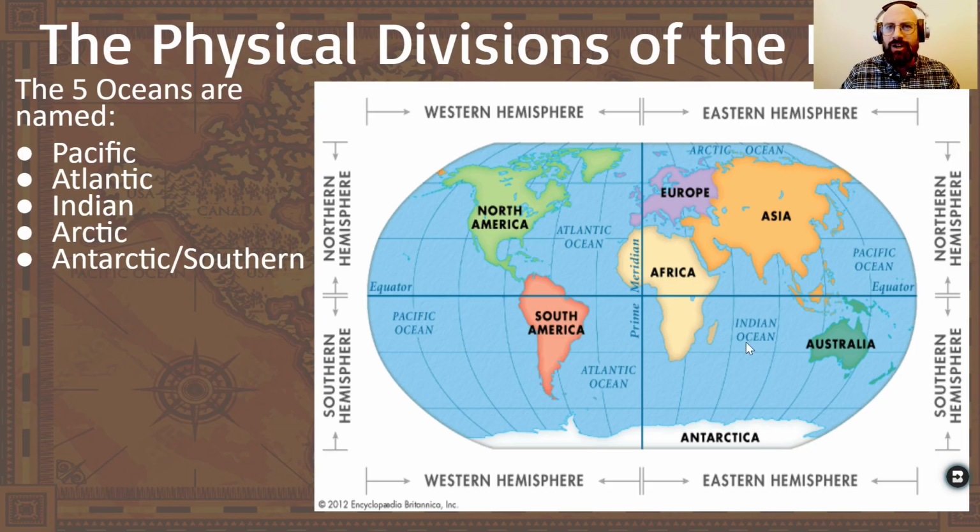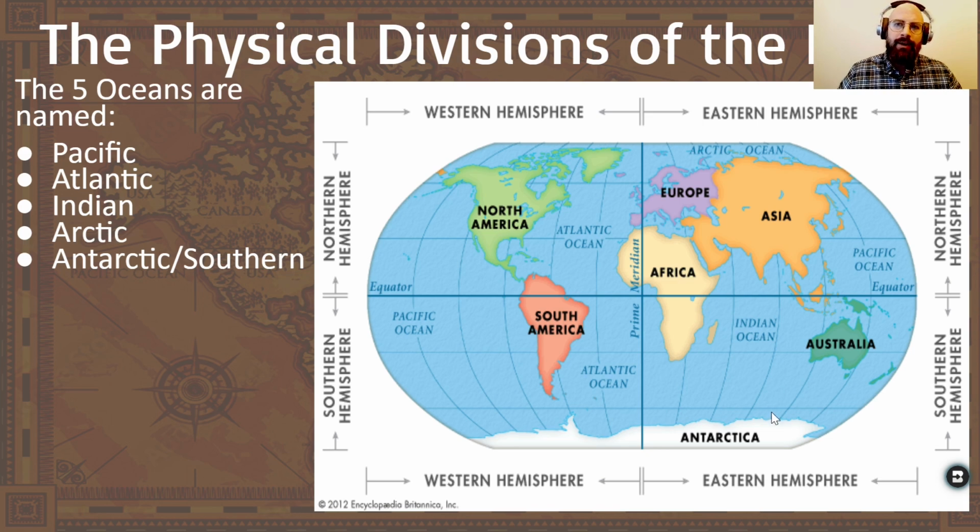Then we have the Indian Ocean, and that's easy to remember because this area right here is the country of India. So if you know where India is, then the Indian Ocean is right next to it. Then we have the Arctic Ocean up here. Then, it's not on this map, but there's another ocean, the Antarctic Ocean, or the Southern Ocean, down here.